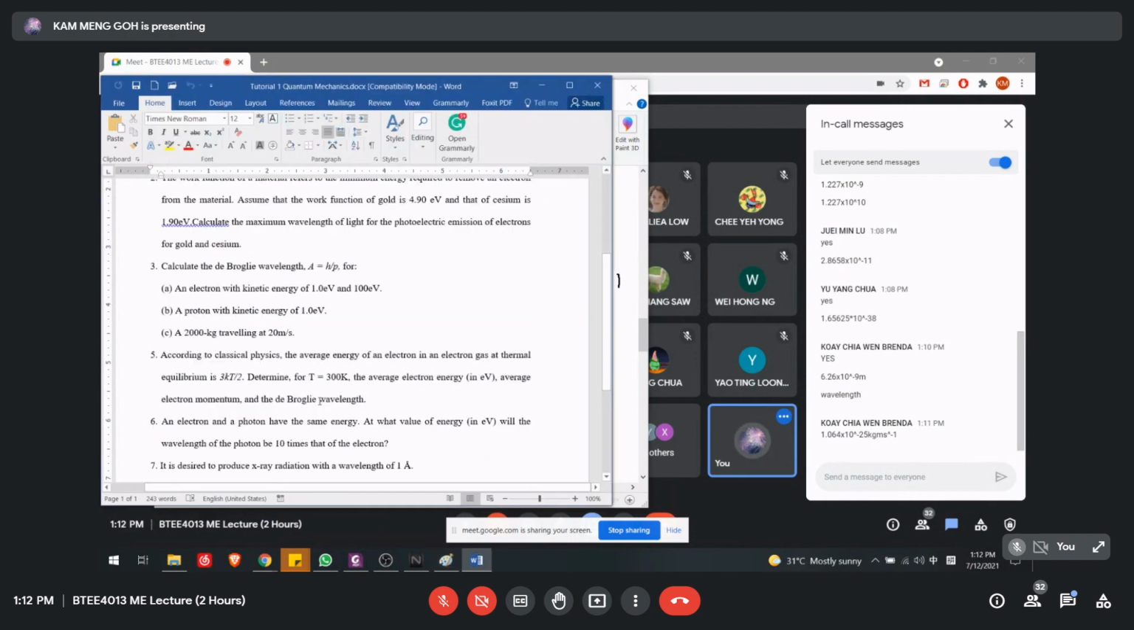Okay, let's go to question 6. An electron and a photon have the same energy. At what value of that energy in eV will the wavelength of the photon be 10 times that of the electron? Which means at some energy level, the wavelength of the photon will be 10 times that of the electron.